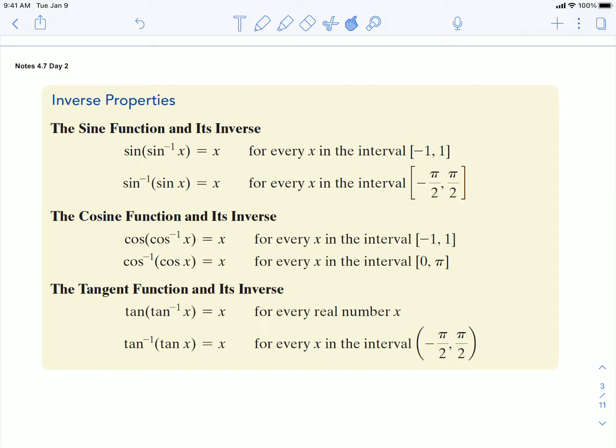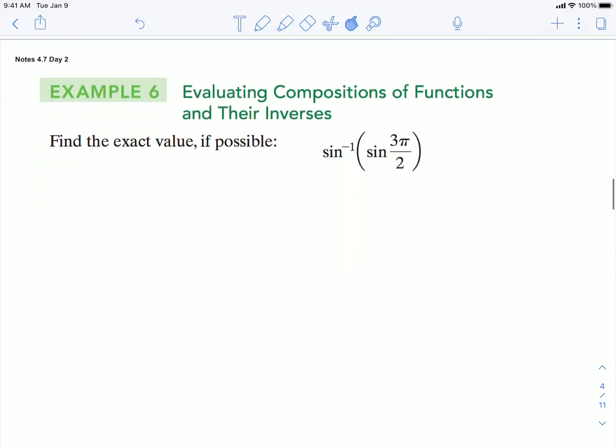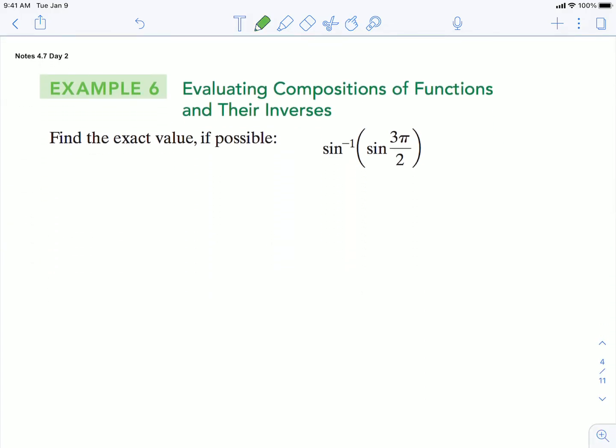So here are the inverse properties for a sine function and its inverse. Notice that if you have a sine inverse and the sine of x, your answer would be x, and then vice versa. Same thing happens with the cosine inverse, and vice versa. And then last one, tangent inverse of x, and vice versa. You get x. So what does that mean for our example?